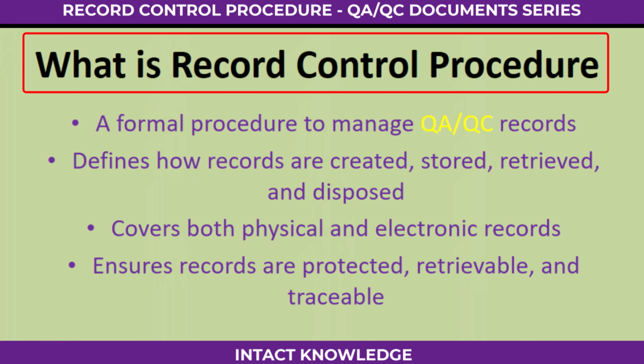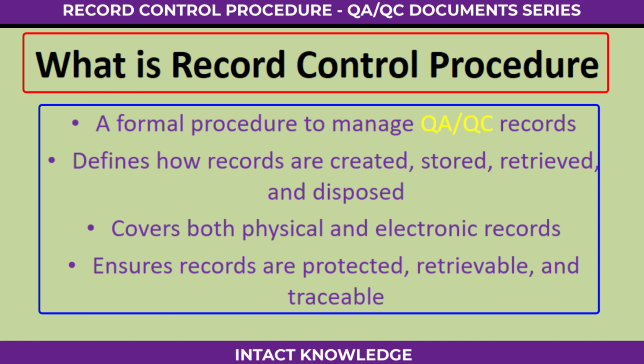What is the record control procedure? A formal procedure to manage QA/QC records. It defines how records are created, stored, retrieved, and disposed of, covers both physical and electronic records, and ensures records are protected, retrievable, and traceable. The record control procedure is a formal guideline for managing QA/QC records. It defines how records are created, stored, accessed, and eventually disposed of, ensuring they are protected, retrievable, and traceable.